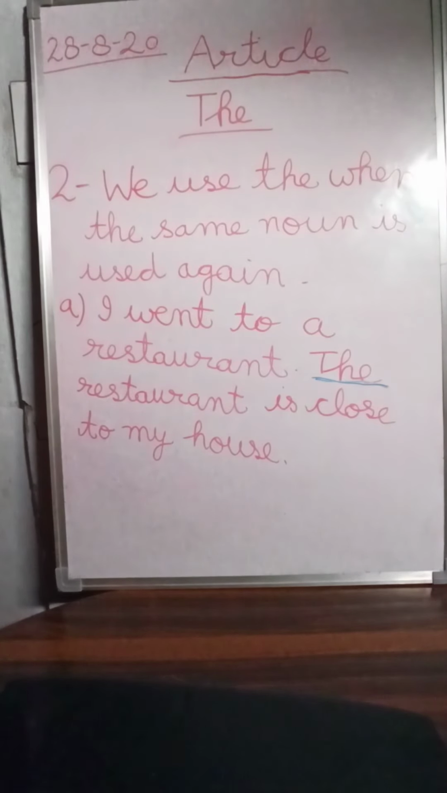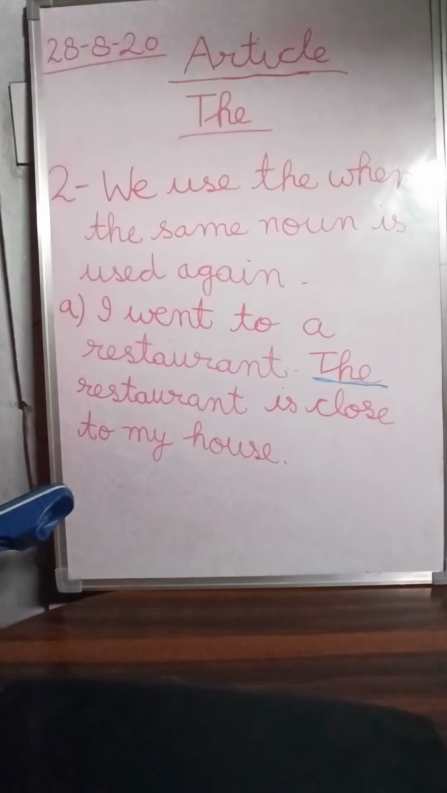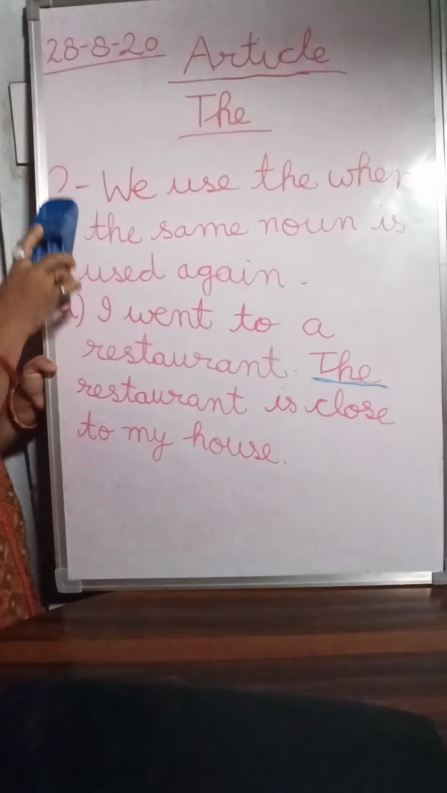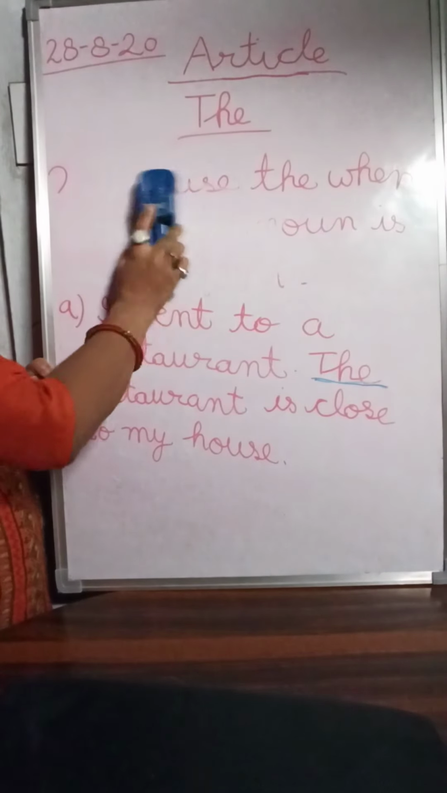Now third condition is, you have learned two conditions. That number one condition was कि हम the word का use करेंगे जब हम किसी particular person, place, thing और animal के बारे में बात करेंगे. Okay. Second rule क्या है कि जब कोई noun बार बार रिपीट होता है तो हम उस नाउन के पहले द आर्टिकल यूज करेंगे.